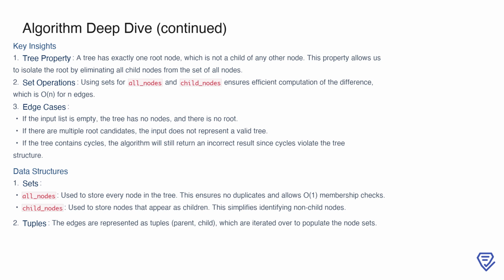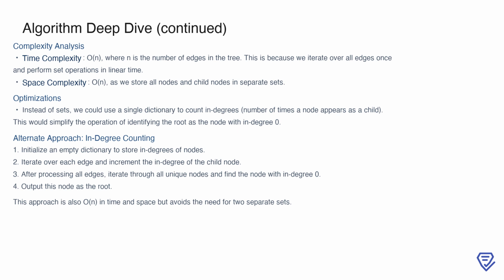For data structures, sets are ideal for this problem due to their ability to handle duplicates and perform fast membership checks. Tuples in the input list provide a concise way to represent edges between nodes. Analyzing the complexity of this algorithm, we see that the time complexity is O(n), where n is the number of edges in the tree. This is because we iterate over all edges once and perform set operations, which are linear in time. The space complexity is also O(n), as we store all nodes and child nodes in separate sets.